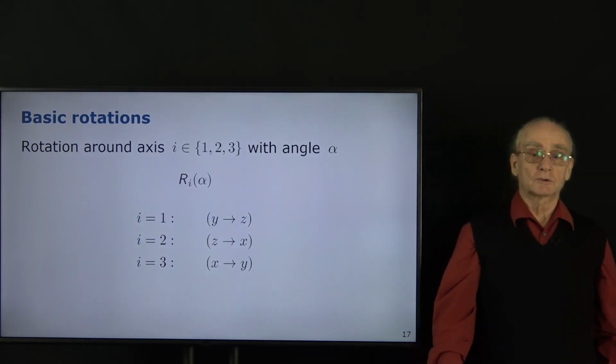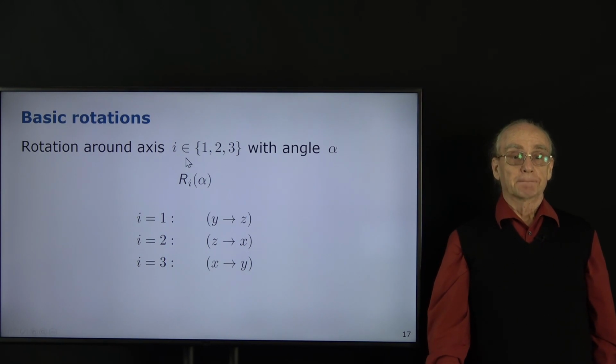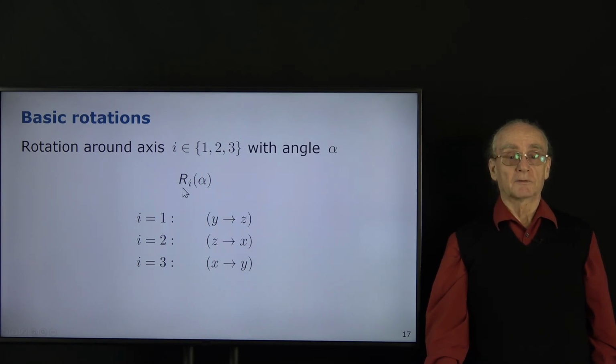Now let's start to do some algebra. We use the following convention. If you have a rotation around the axis i, 1, 2, 3, or x, y, z, with some angle alpha, I write this in this form: a rotation matrix with this index i around the ith axis with some alpha. If you have i equals 1, you rotate in the yz plane. If you have 2, you rotate from z to x, and if you have i equals 3, that means you rotate about the third axis z, you rotate from x to y. So these are the conventions.